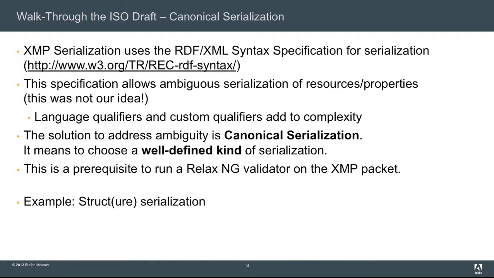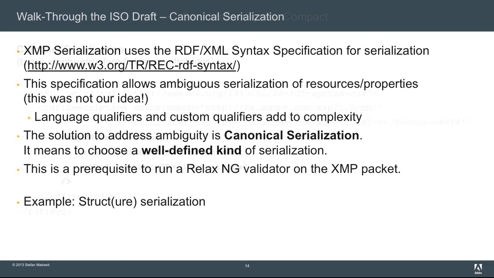So, okay. The canonical serialization, I've said most of it already, because XMP is ambiguous and because it has some complexity when it comes to qualifiers, and so we choose just one well-defined kind of serialization, and this is a prerequisite to run a RELAX NG validator with the proposed RELAX NG schemas.